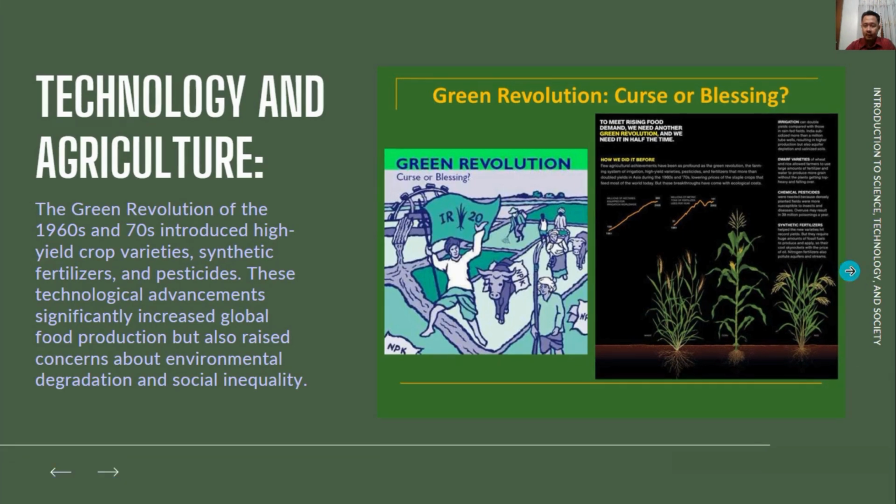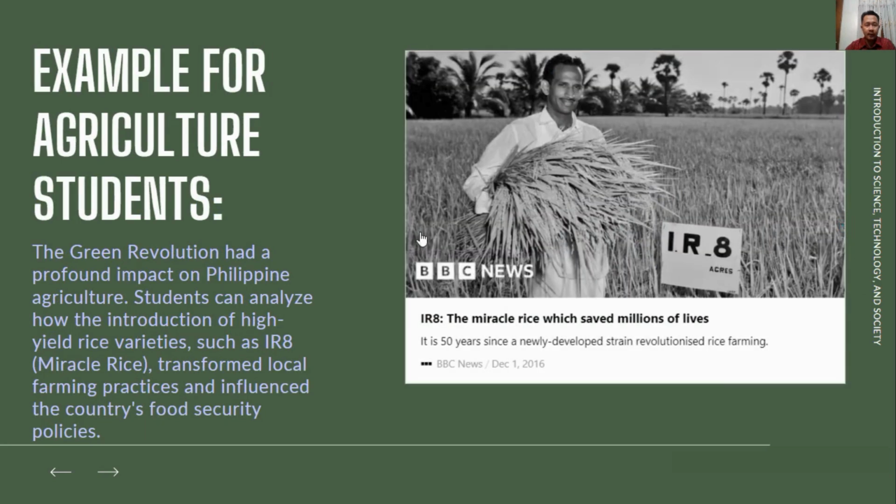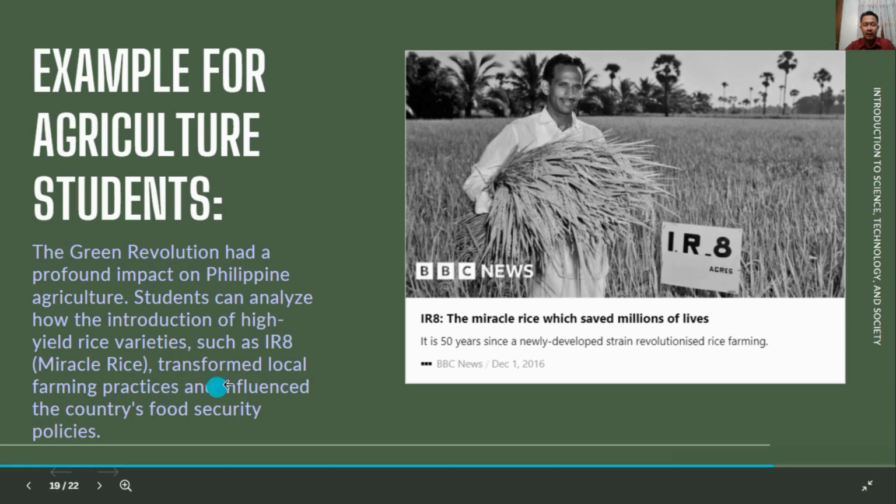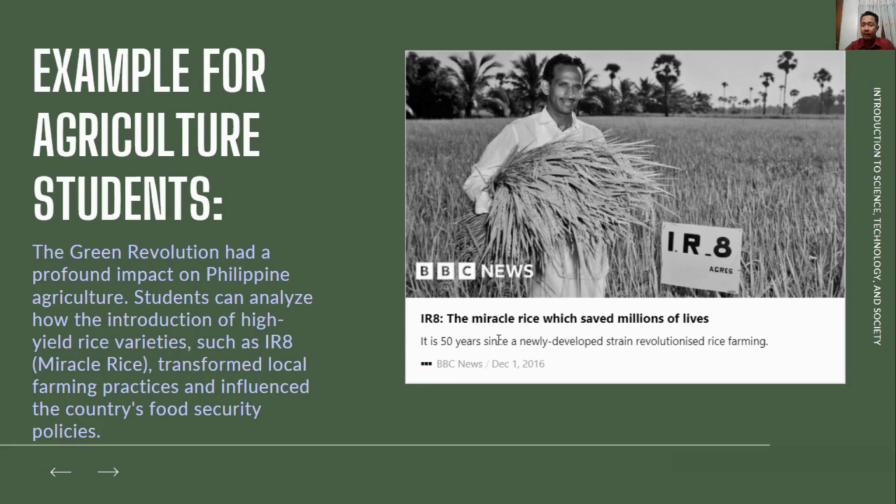Okay, so let's proceed to the example for our agricultural students. The Green Revolution had a profound impact on Philippine agriculture, and our students can analyze how the introduction of high-yielding varieties, such as IR8, or what we call the miracle rice, transformed local farming practices and influenced the country's food security policies. You may also check this article for your further reading.